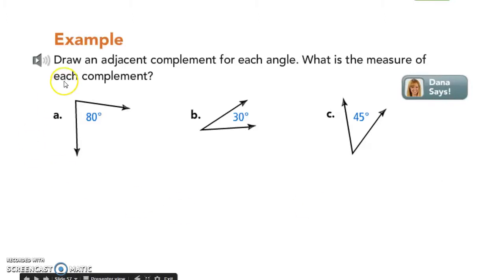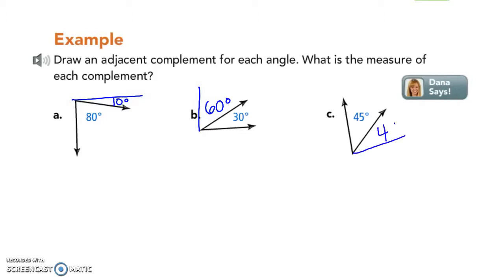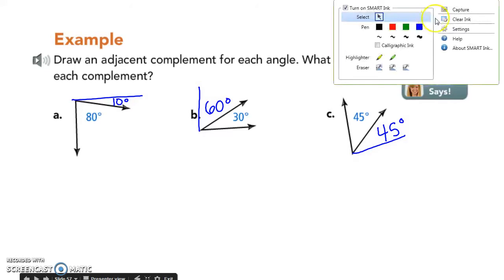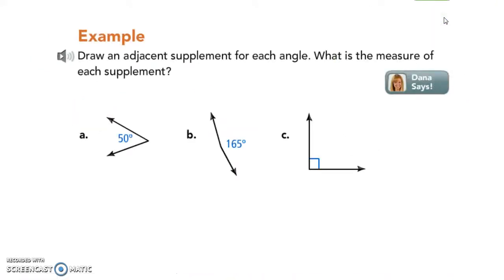If you had a question that said to draw an adjacent complement for the angle, you're trying to figure out what other angle you would add on to this to make a 90-degree angle. It would be 10, 60, and 45. What would add on to that already there angle to equal 90 degrees for an adjacent complement? For adjacent supplement, same idea, only what would add on to that angle to give me 180. So here, 50 would add on to 130, 165 would add on to 15, and then a 90-degree angle would be another 90-degree angle. Those would add to equal 180.